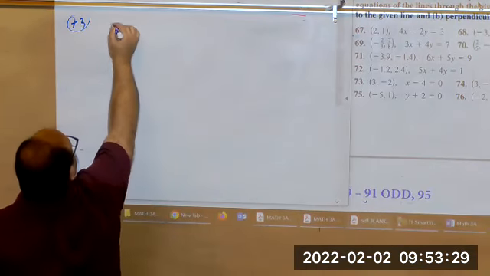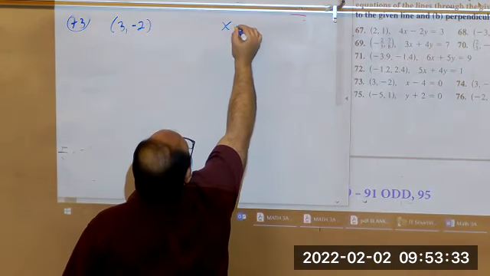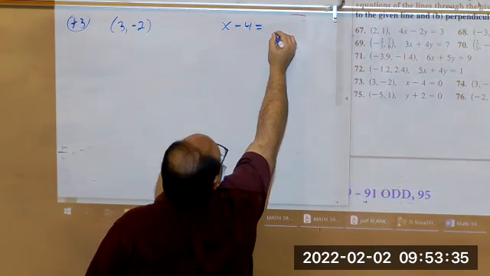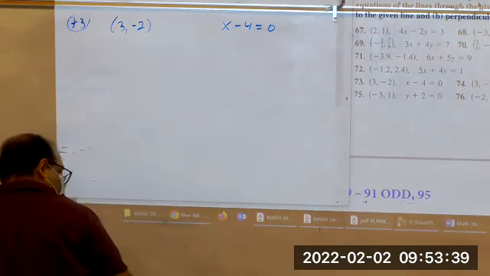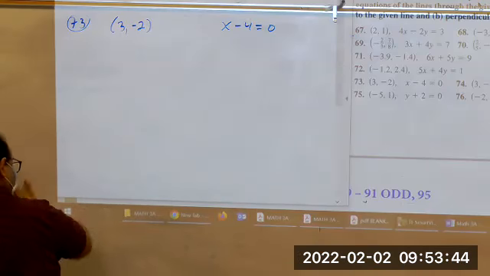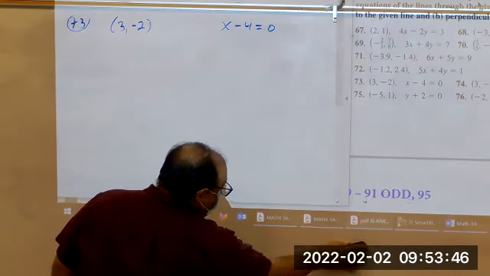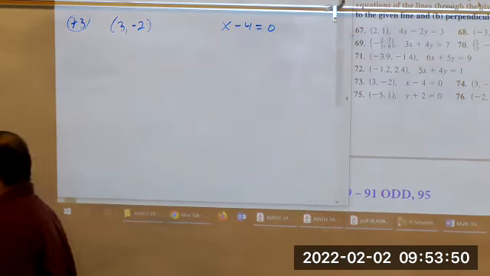Through the point (3, -2), parallel and perpendicular to x minus 4 equals 0. All right. Step 1, you always have to have the slope. Parallel slopes are equal; perpendicular slopes are opposite and reciprocal.